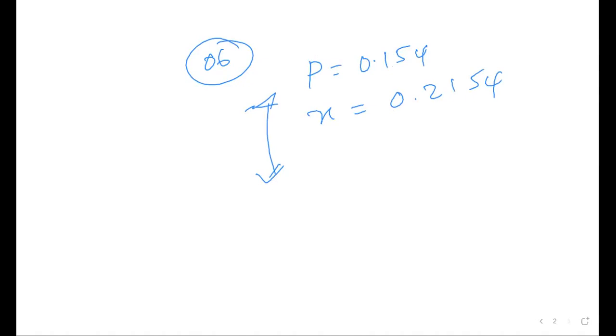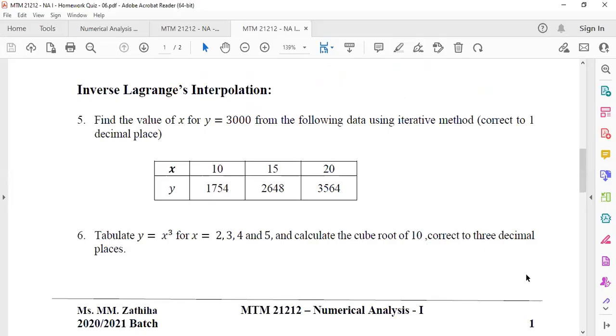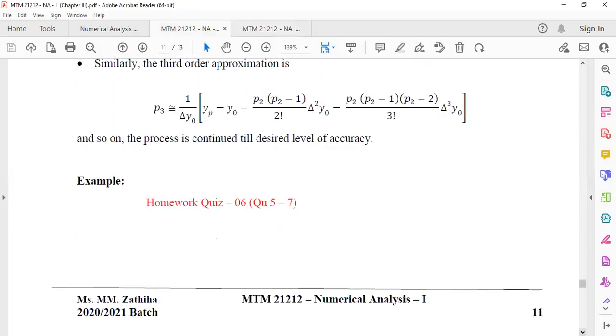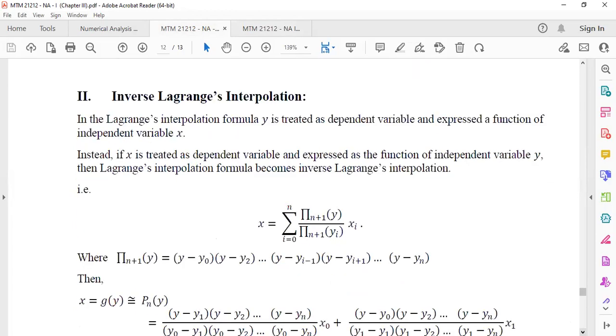Okay, so let me continue the notes. Now let's continue the lecture notes. We have finished the iterative method. Let's go for the next method of inverse, which is called the inverse Lagrange's interpolation. As I said, the Lagrange method we use for the unequal cases. In the question they may ask which method you have to do, so every method you have to know yourself.